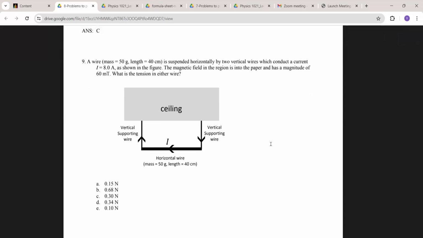You have a wire of mass 50 gram and length 40 centimeter suspended horizontally by two vertical wires which conduct current 8 ampere as shown. The magnetic field in the region is into the paper. So the magnetic field into the paper.